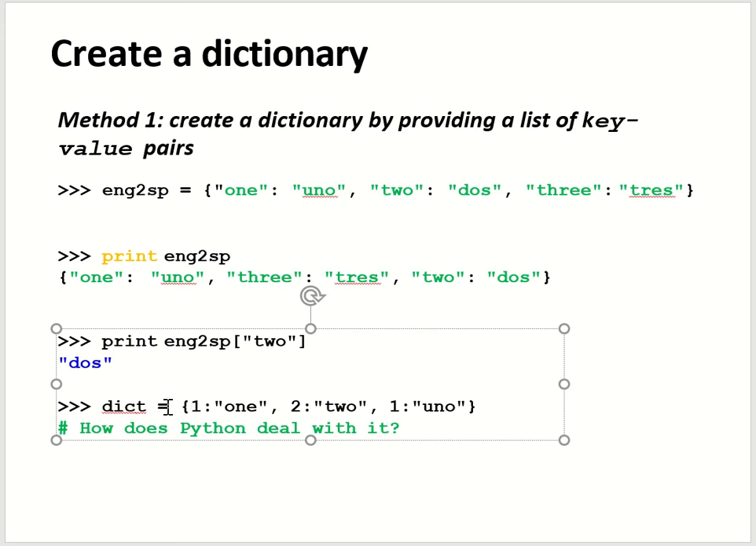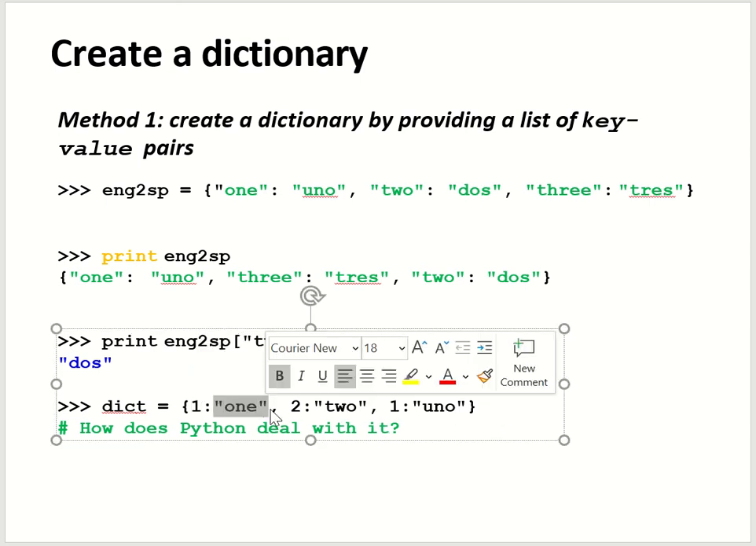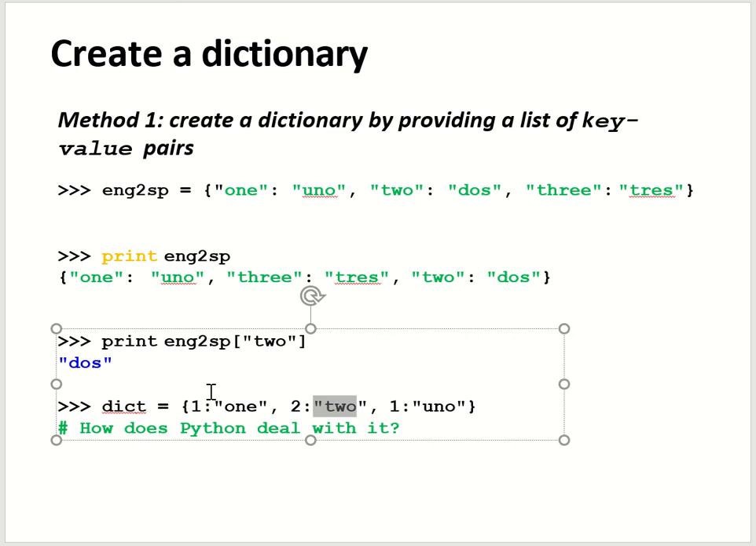So here, if you tried to enter a dictionary where 2 of the same keys are used, the integer 1 and the integer 1, you get an error. Values can be repeated in a dictionary, but the keys must be unique.